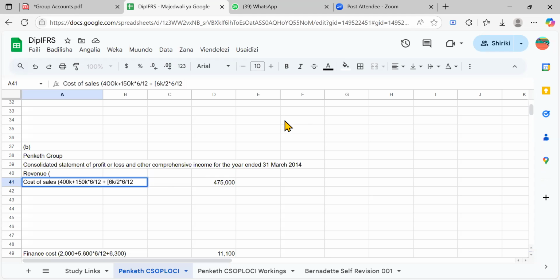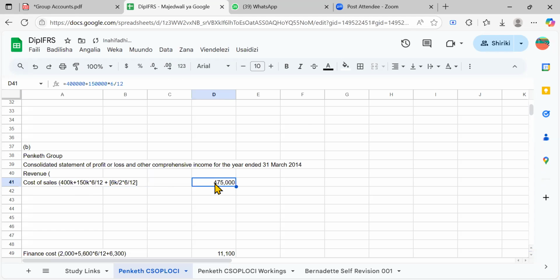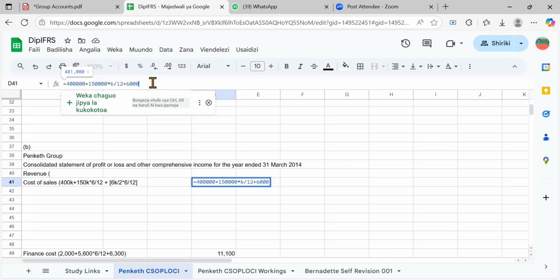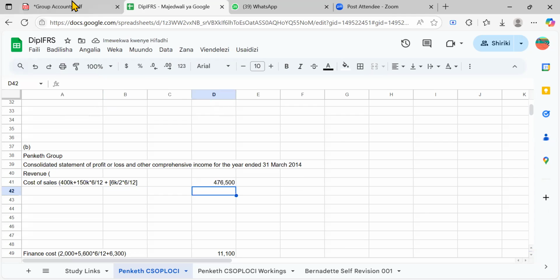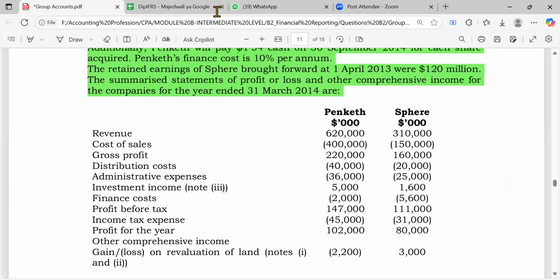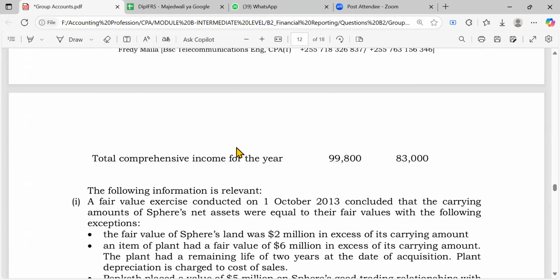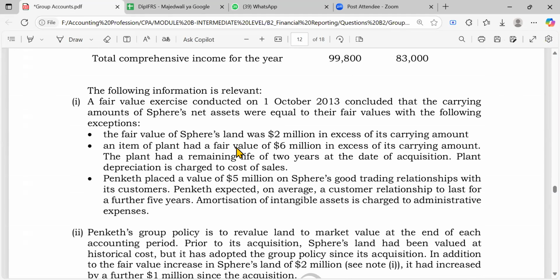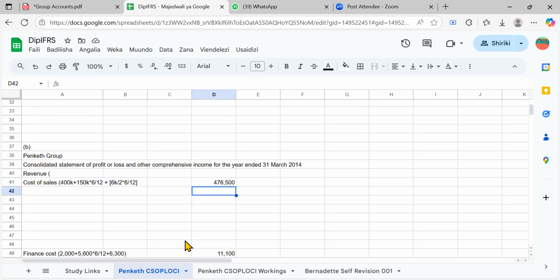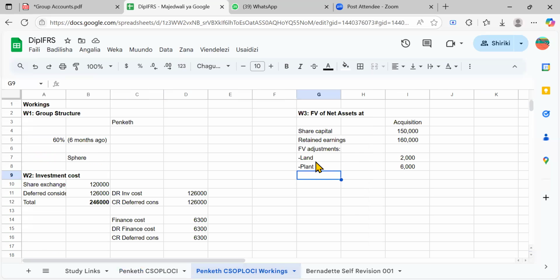So if that is the case, then I would come and add here. I would just say 6,000 over 2, times 6 over 12. I would get that. You see that? So everything would be fine for that line item. This is what we usually do. Maybe if it was a statement of financial position, of course, I would have passed the entries here too, right? So everything would be fine.